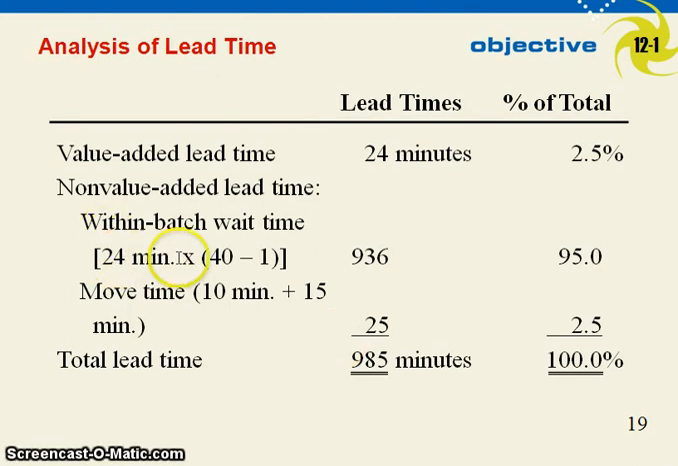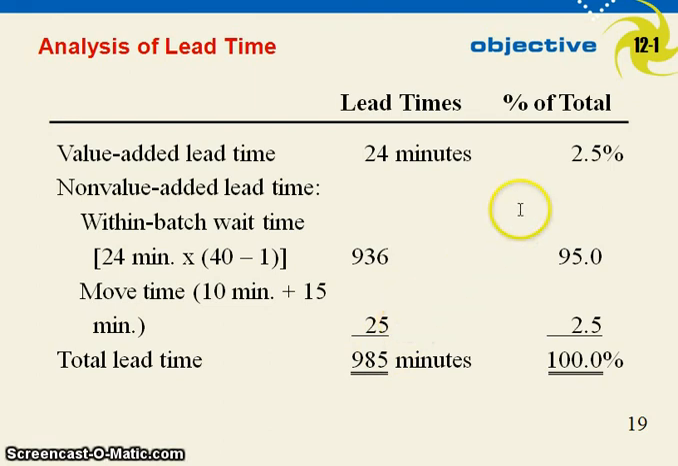24 minutes times the batch size, 40 minus 1, which is the 39 other items, is 936 minutes. Plus the move between the processes, 25 minutes. So from the time that somebody orders a starter to the time it gets out the door is 985 minutes. Whereas only 24 of that 985 minutes is actually value-added time. The rest of the time, 936 minutes, the starter is sitting in a batch waiting for the other starters to get done, plus the 25 minutes of transportation time between the processes.